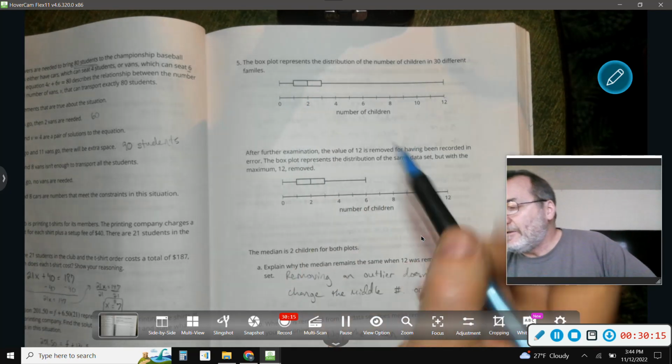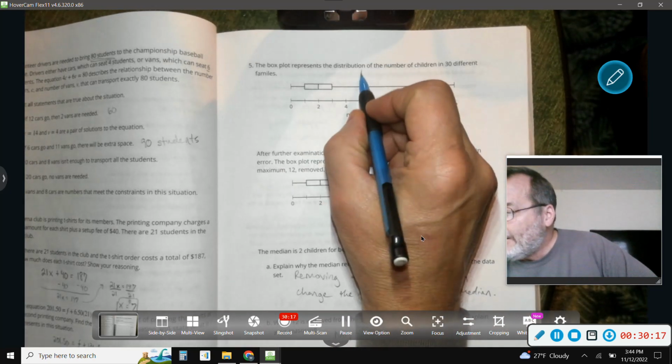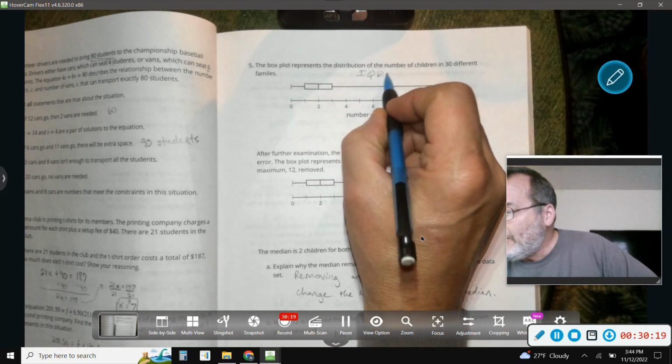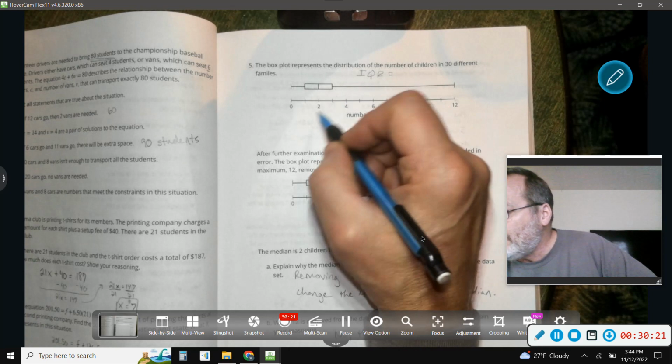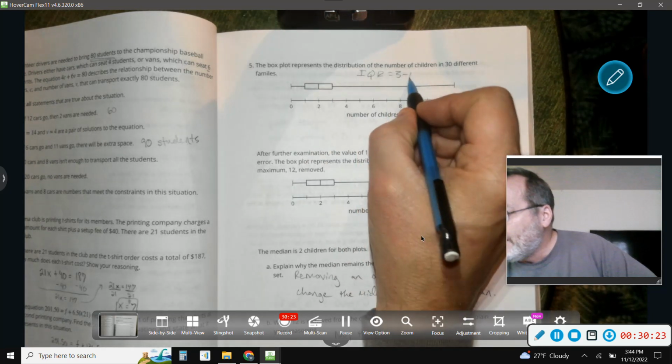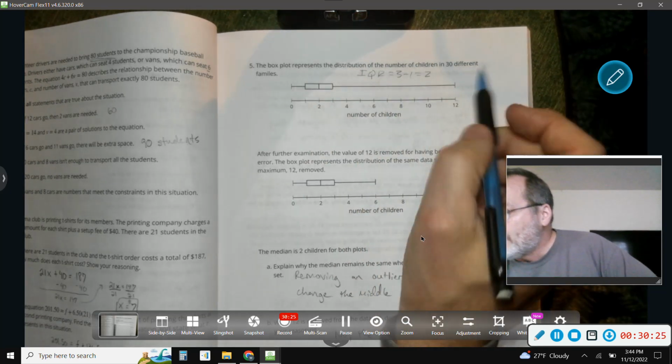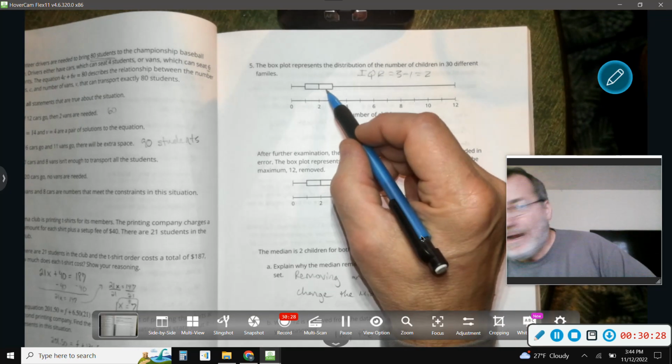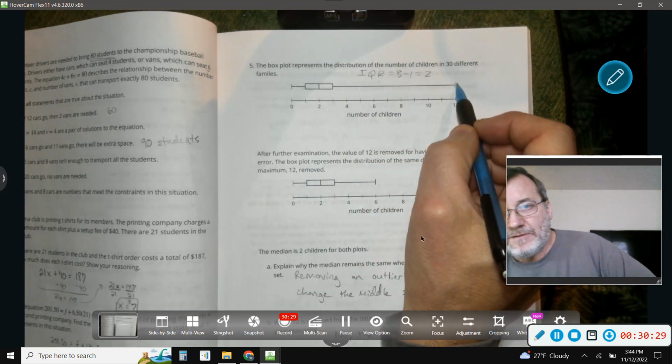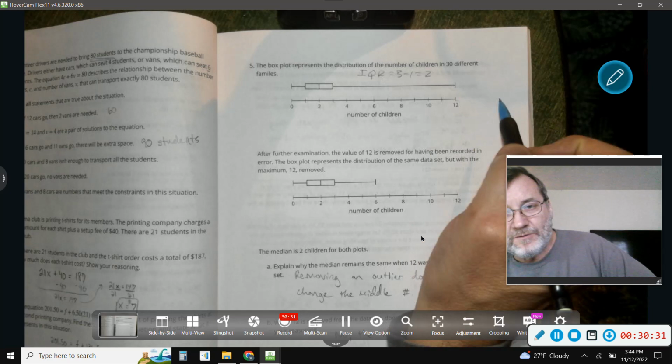All right, so if you just look at this, what's the IQR? Well, it's going to be 3 minus 1, so that's 2. That's a pretty tight band there, and it looks like there might be just one family out here with 12 kids in it.